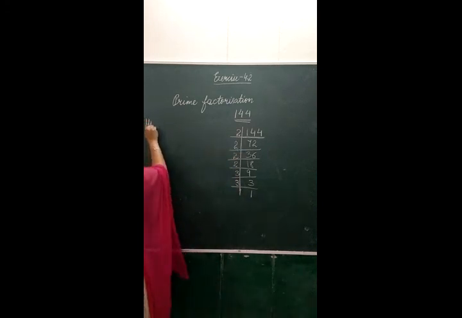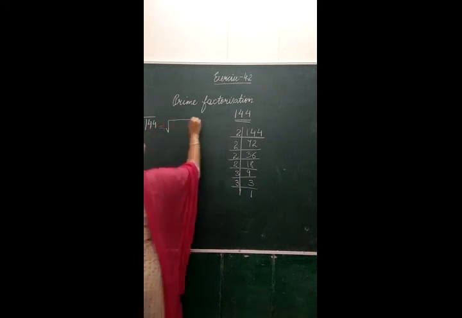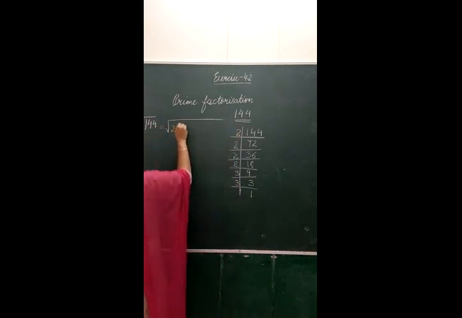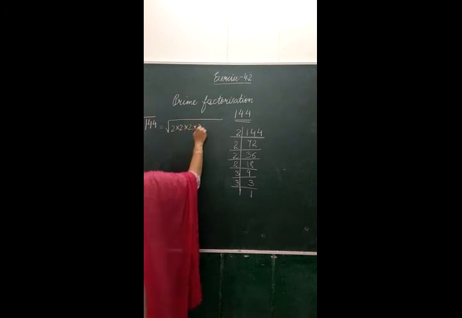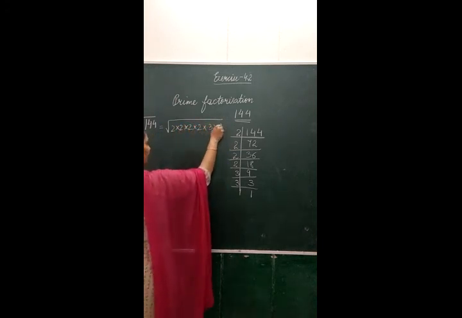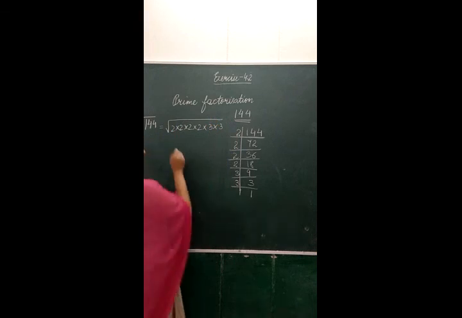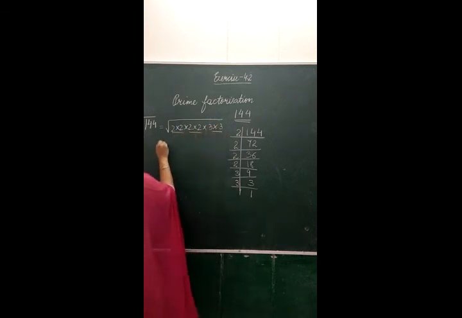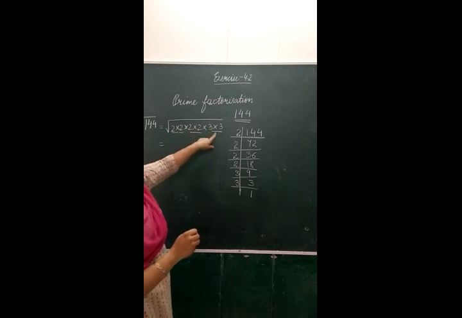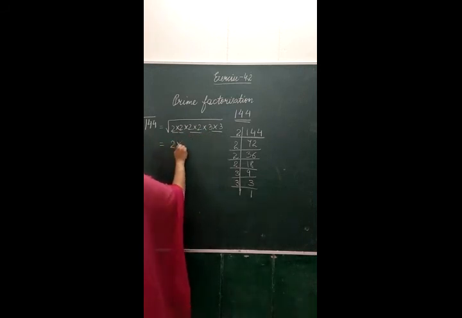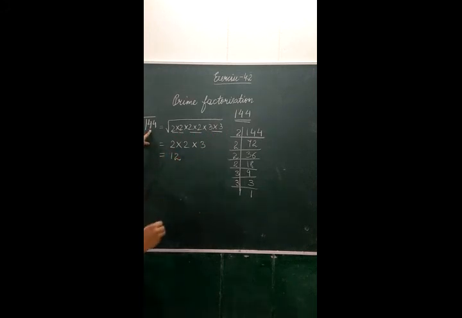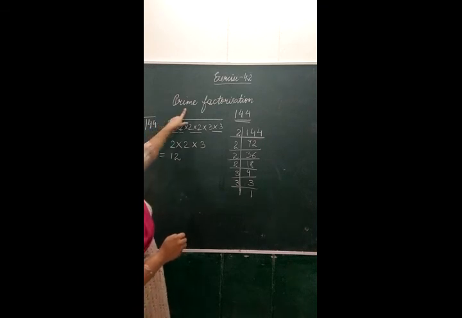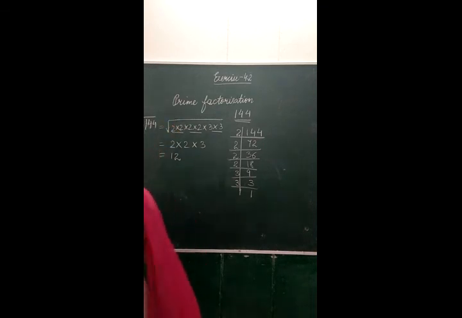So now we have to calculate the root of 144. So this can be written as under root 2 into 2 into 2 into 2 into 3 into 3. Now we will make the pairs of the similar numbers like this. And we will take only one number from each pair. So it is 2 into 2 into 3. So that means the square root of 144 is 12. So this is how we calculate the square roots using the prime factorization method.